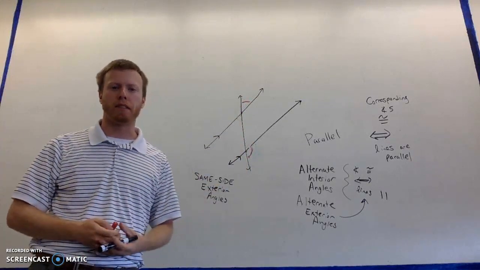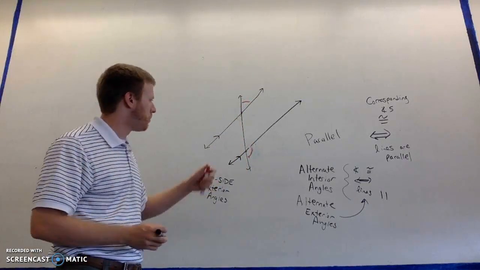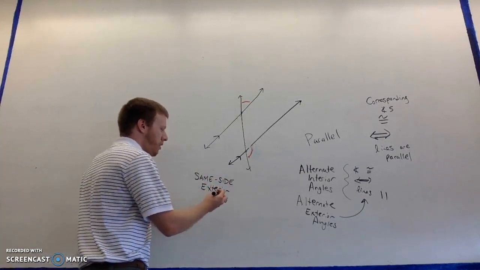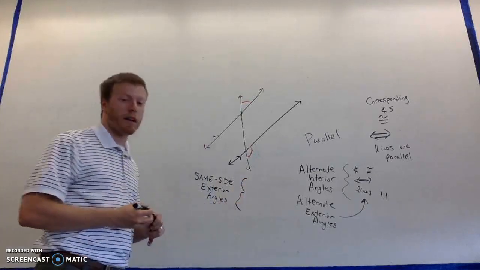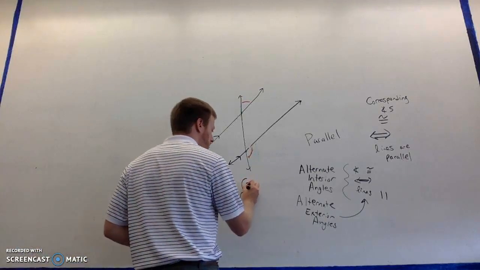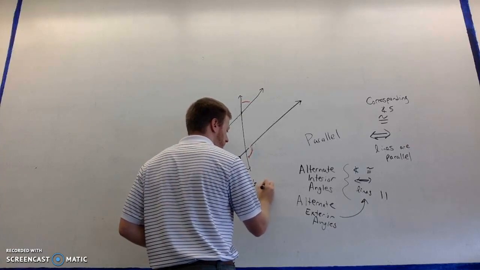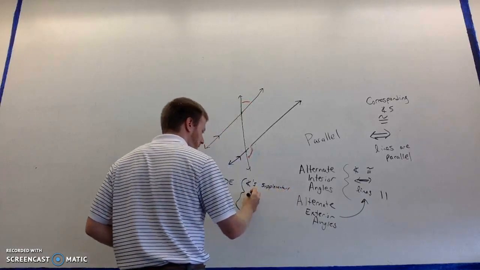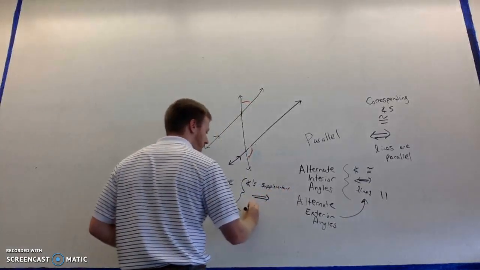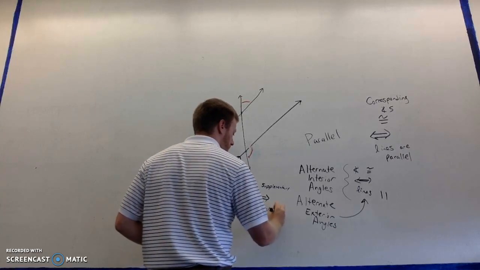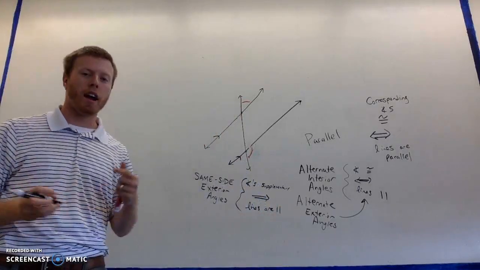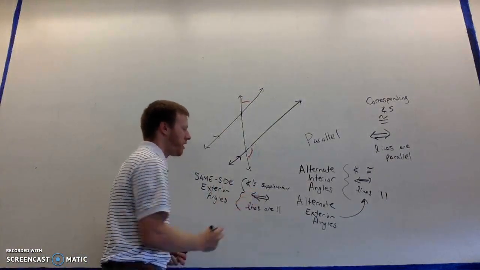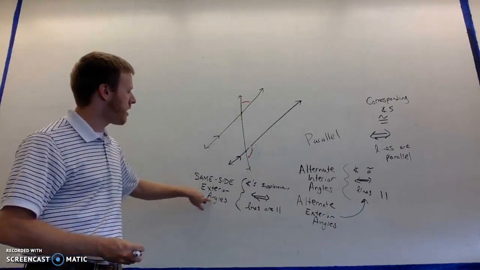So what's so special about the same side exterior angles of 2 lines cut by a transversal which are parallel? Okay. Well, they're actually going to be supplementary. Okay. So if the angles are supplementary, that means the lines are parallel. And again, it goes both ways. You can then say, if the lines are parallel, then the same side exterior angles are supplementary.